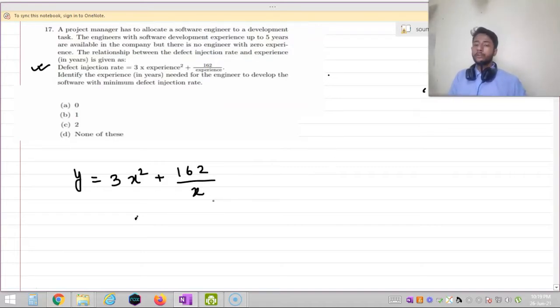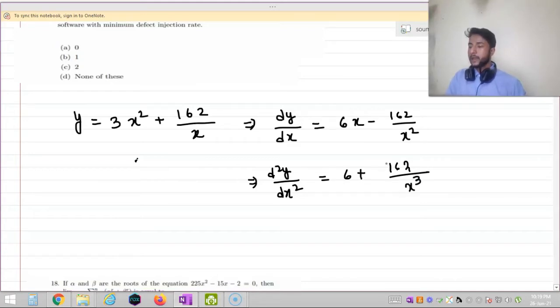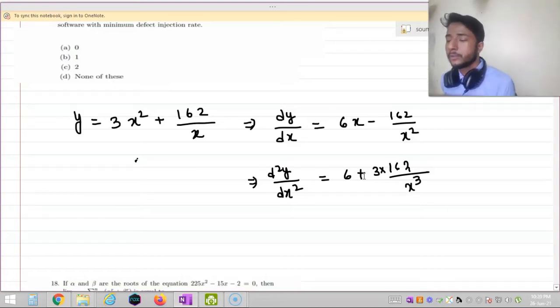To minimize y, we need to find the derivative of y. So differentiating y with respect to x, dy by dx is equal to 6x minus 162 by x squared. I need to differentiate again. d2y by dx2 is equal to 6 minus 162 by x cube, and here we are multiplying with 3, so this becomes plus. So this is the value of d2y by dx2.